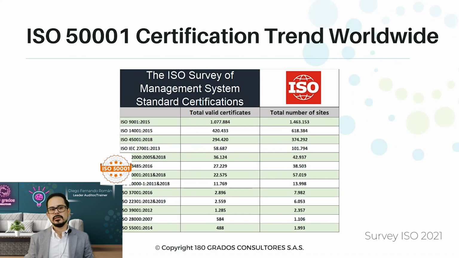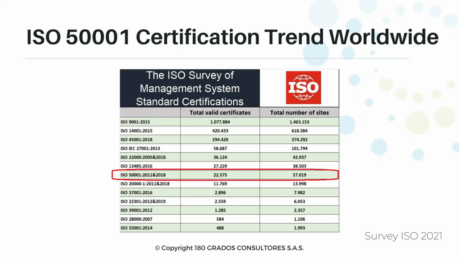Now, let's look at the global trend of ISO 50001 certification. The ISO 50001 standard has gained significant traction worldwide, reflecting the growing importance of energy management in today's business landscape. According to the latest survey of the International Organization for Standardization, ISO 50001 has been certified in 22,575 companies worldwide across more than 57 sites. This is a testament to the widespread recognition and adoption of this standard.